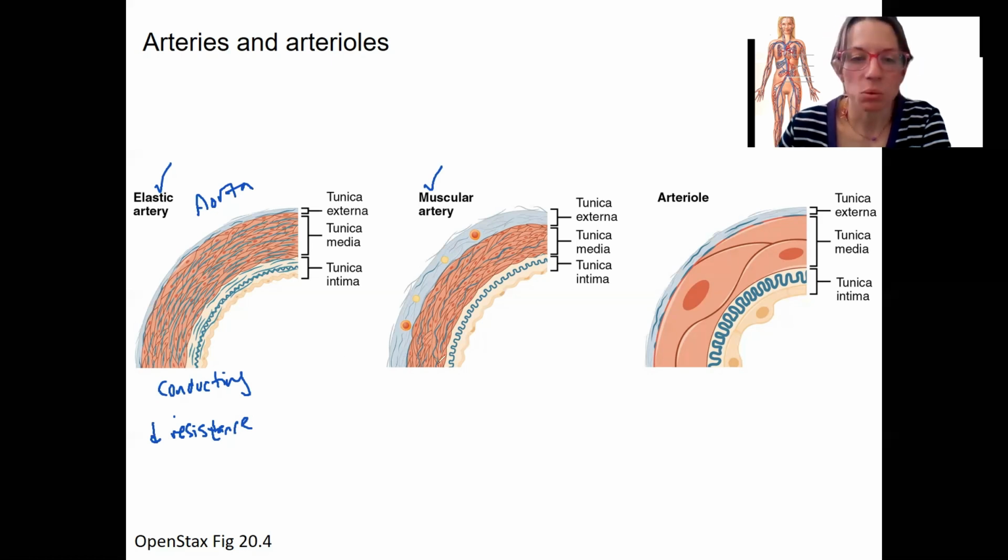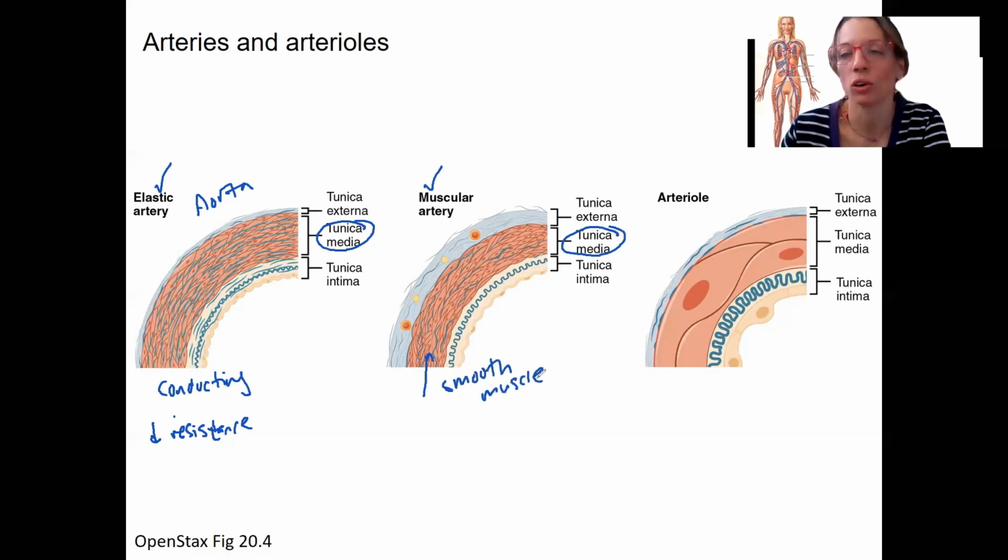Okay, so the next one is muscular artery. These are a little smaller and have mostly smooth muscle in their tunica media, right? That's the tunica media, where that is. I hope you know that. Tunica media here is smooth muscle, which can contract or not contract to change the diameter of this lumen.